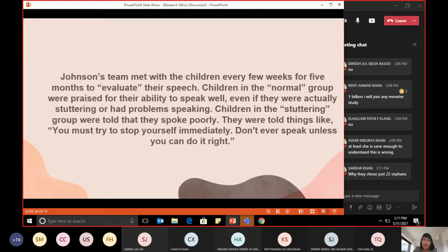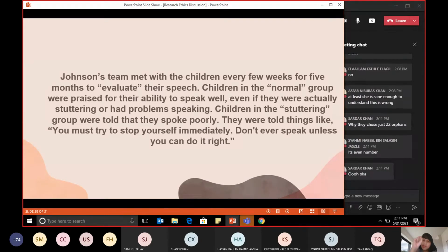Johnson's team met with the children every few weeks for 5 months. Imagine, they were actually tortured for 5 months, and then children in a normal group were praised.